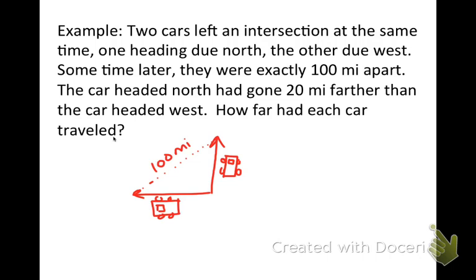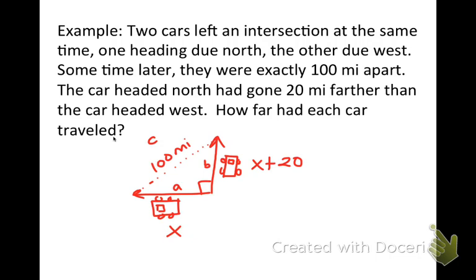So what's going to be an expression for the distance for the north car? Yeah, it's going to be x plus 20, right, because they went 20 miles further. The car heading west would just be x. We've got ourselves a right triangle. What would be your C? 100, and it doesn't matter which number on your legs you make your A and your B.